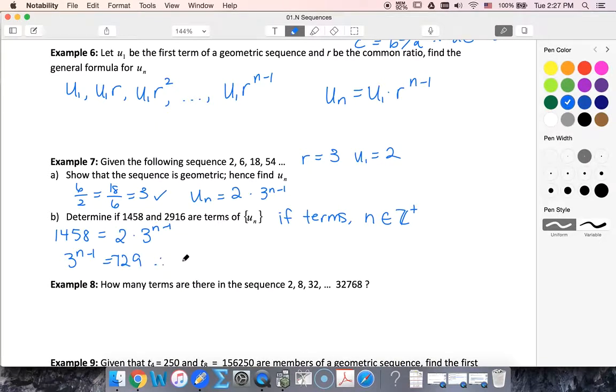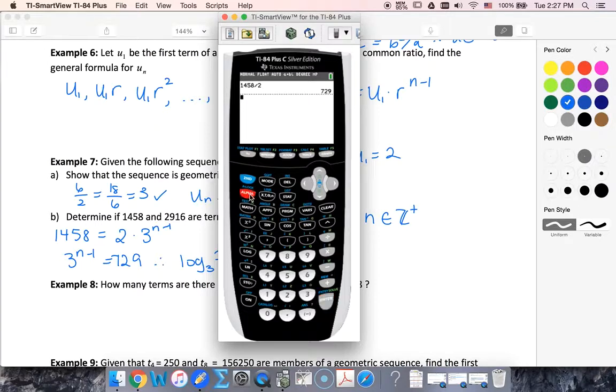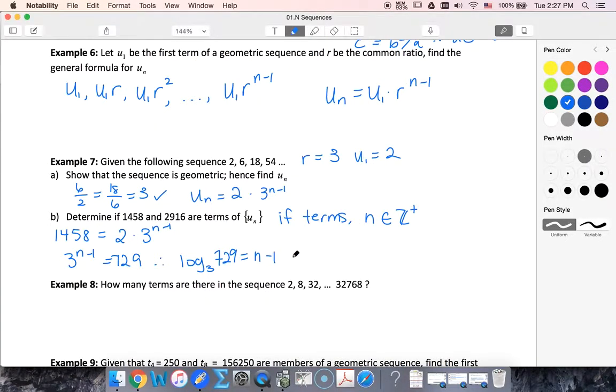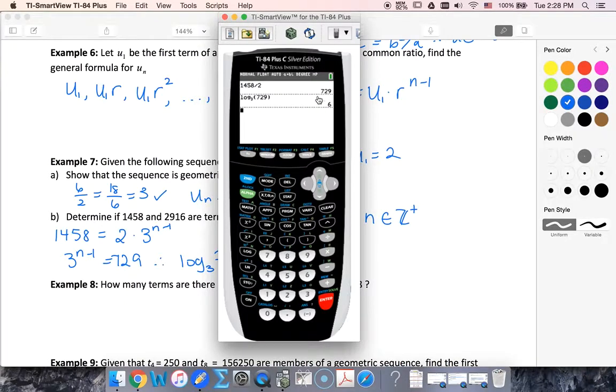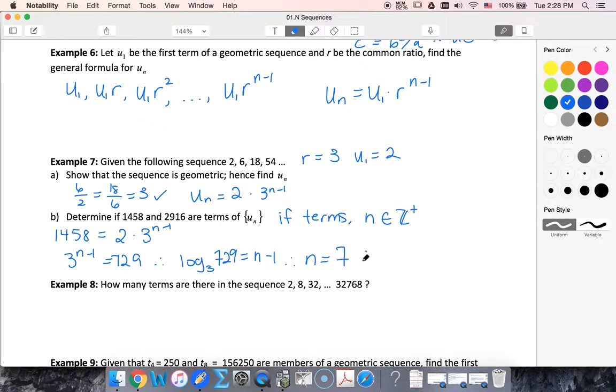That implies that log base 3 of 729 is n minus 1. On my calculator, remember I've got a shortcut here. In this menu, I've got my log base. So log base 3 of 729, I can just hit up and enter. And I get an integer. So this implies that n is equal to, add 1 to the other side, and I get 7 because I had 6. So therefore, 1458 is a term.